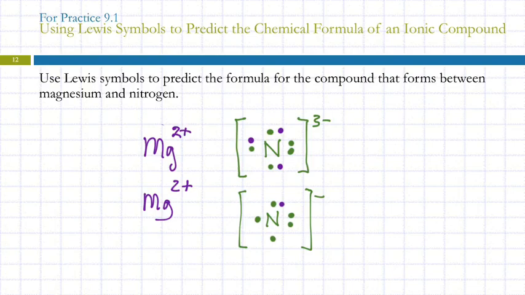This magnesium is now happy. Is this nitrogen happy? No. We need to bring in another magnesium atom. Now we're going to be good because this nitrogen needs 2 electrons. That magnesium needs to get rid of 2 electrons. So they're going to help each other out. And now this magnesium has a 2+ charge, and this nitrogen has a 3- charge.